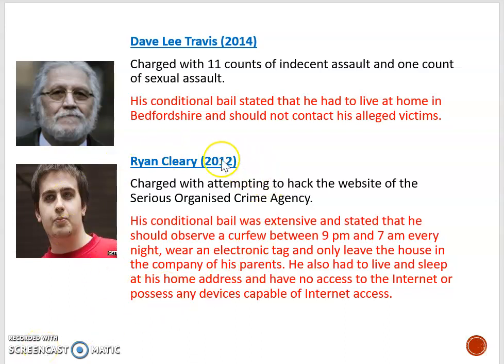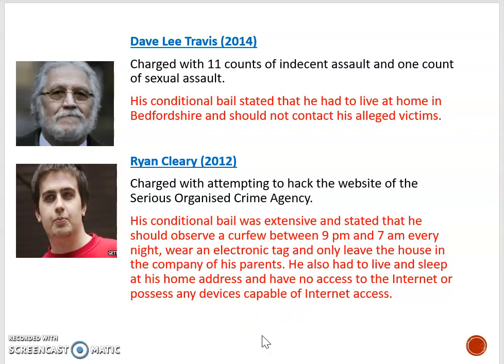Ryan Cleary is the one that's most interesting to me. He was charged with attempting to hack the website of the Serious Organised Crime Agency, and he was given conditional bail. And it was quite extensive, so he had to have a curfew between 9 p.m. and 7 a.m. every night. He had to wear a tag. He was only allowed to leave the house with the company of his parents. He had to live and sleep at his home address, have absolutely no access to the internet, and have no devices capable of using the internet.